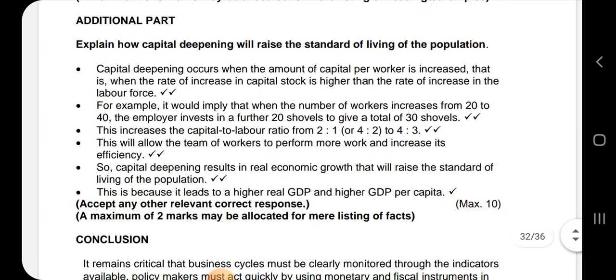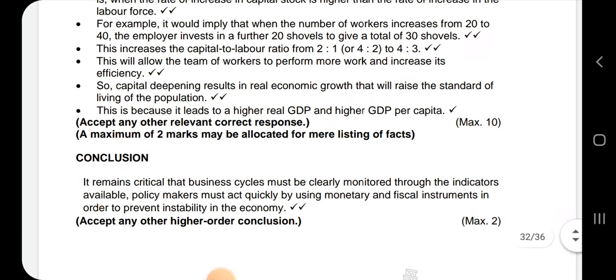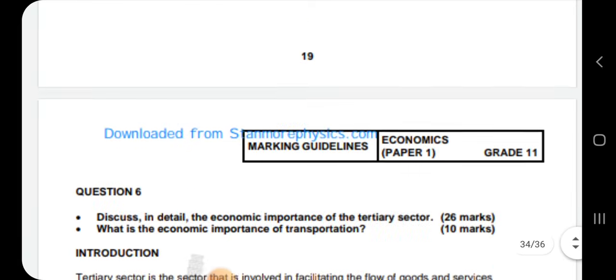And then we have the additional part: explain how capital deepening will raise the standard of living of the population. So capital deepening occurs when the amount of capital per worker is increased. That is when the rate of increase in capital stock is higher than the rate of increase in the labor force. So that is capital deepening. I hope you know it now. You'll be able to answer if this question arises, and then that is your conclusion. And now let's look at the second part, which is question 6.